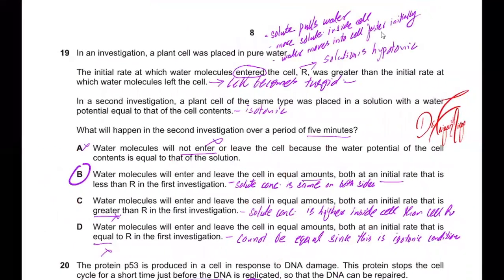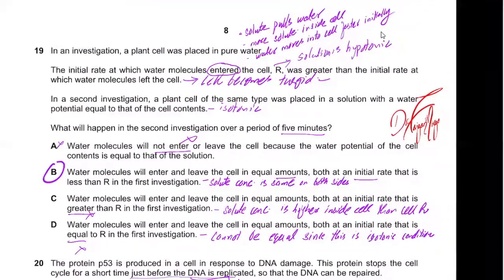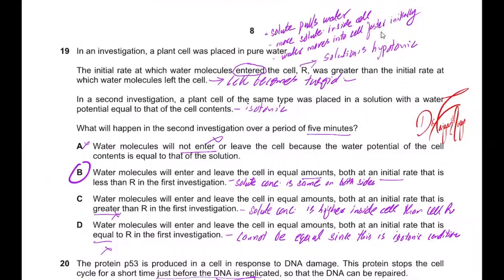Question 19, in an investigation, plant cells were placed in pure water. You know pure water has the highest water potential. The initial rate at which water molecules entered the cell, R, was greater than the initial rate at which water molecules left the cell. We know the cell becomes turgid. What's osmosis? We know solute pulls water molecules, so more solute inside the cell would pull more water inside. Water moves into the cell faster initially, and then equilibrium is reached, so it gradually becomes slower. If the water was entering, the solution must be hypotonic.